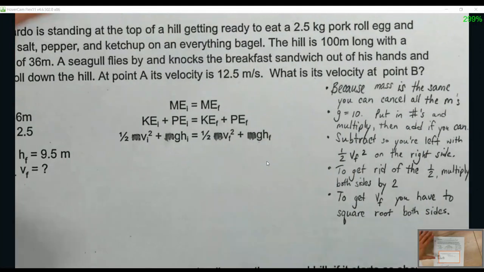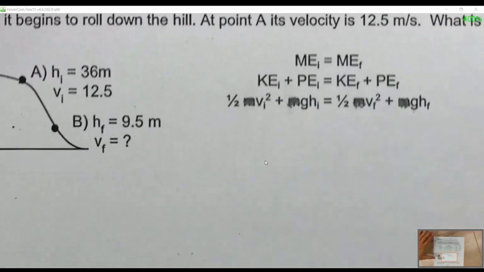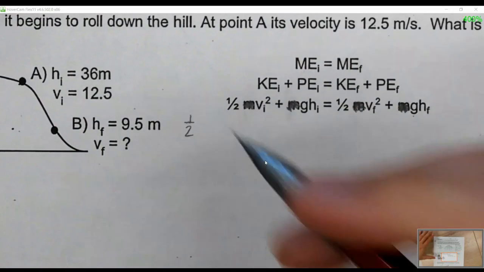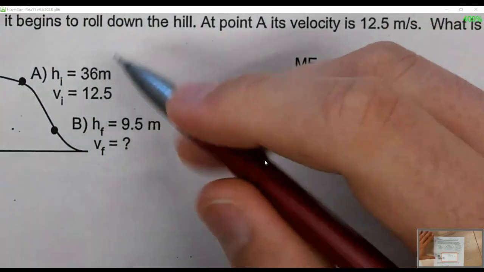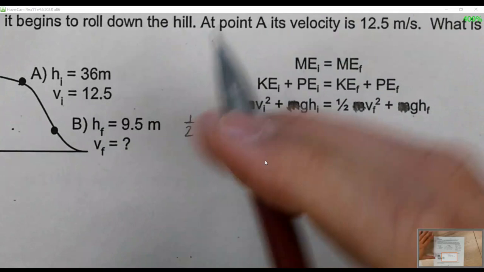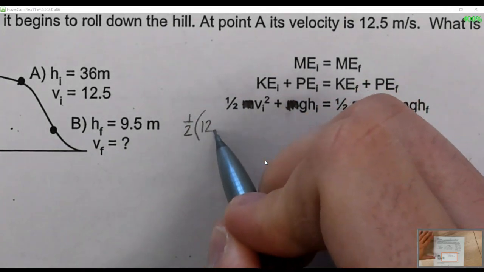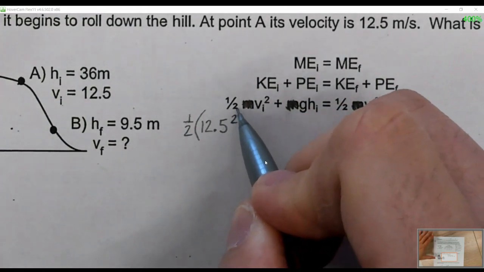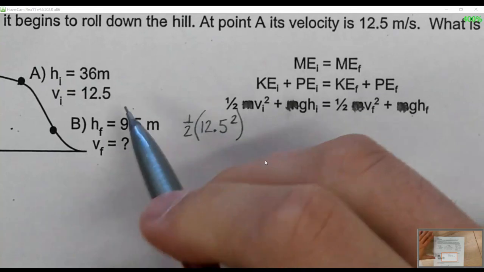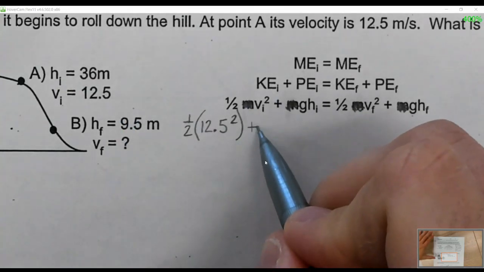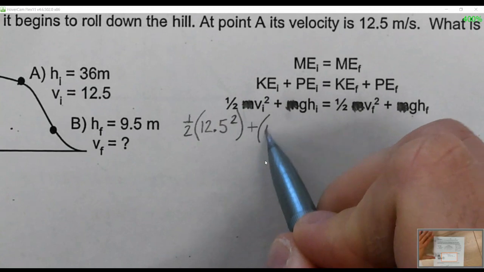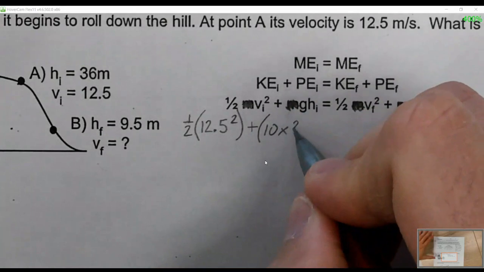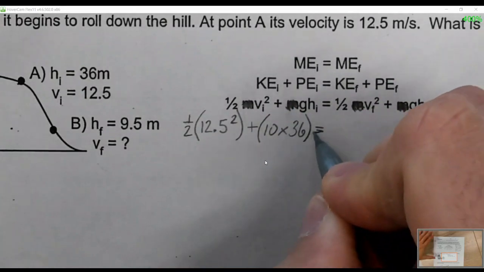So let's do that. Let's put in all of our numbers. We're going to write 1/2. Write small, because there are going to be a couple steps and lines that we have to do. What is the initial velocity that I have written? It's 12.5, and since velocity is squared, you have to square that. Now bring down my plus sign. Gravity, we're using 10 for gravity. So 10 times, what was the initial height? 36. Good. Bring down the equal sign.